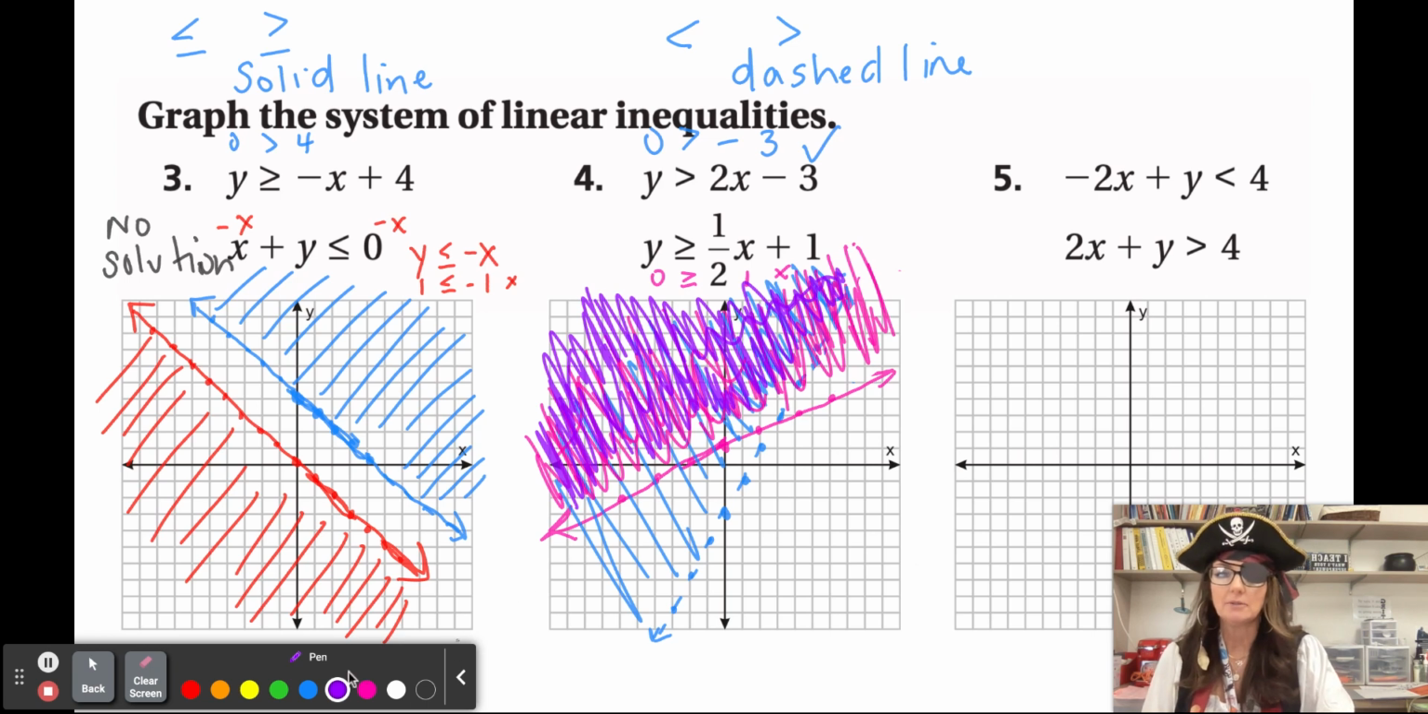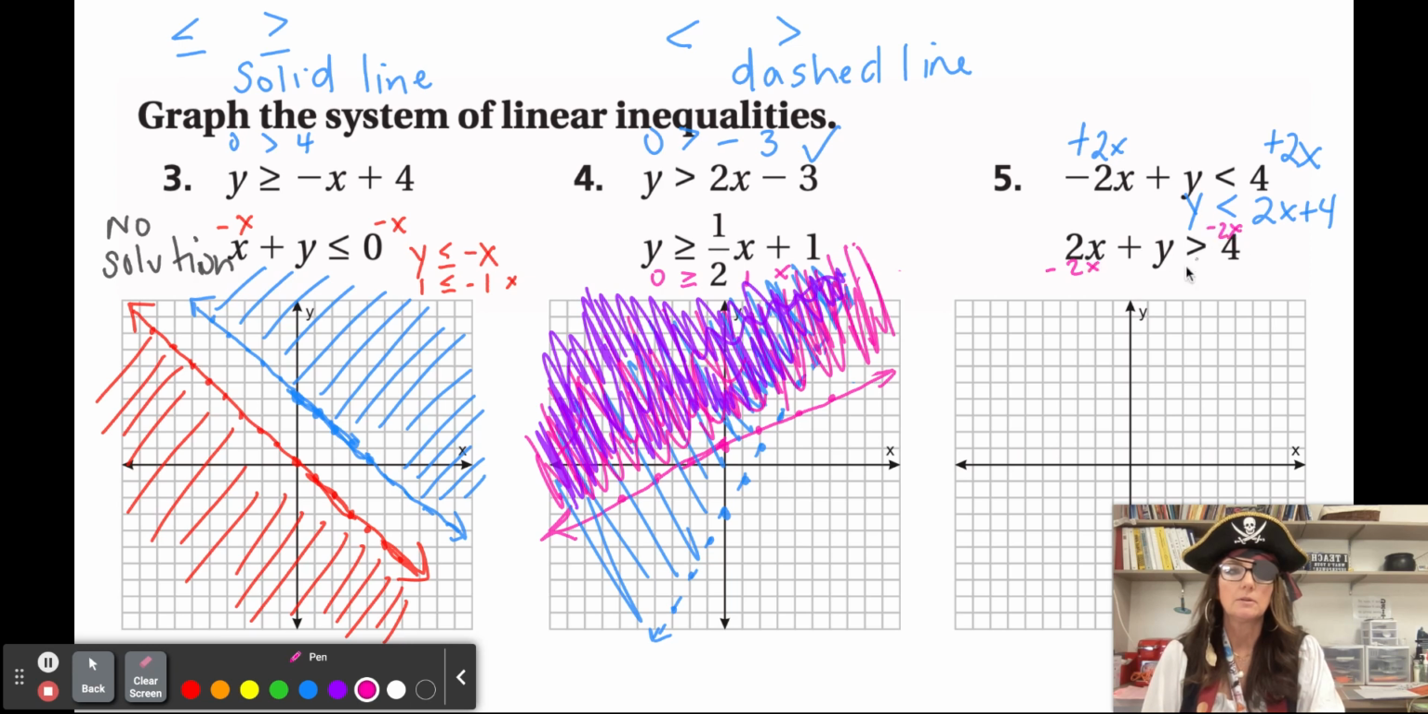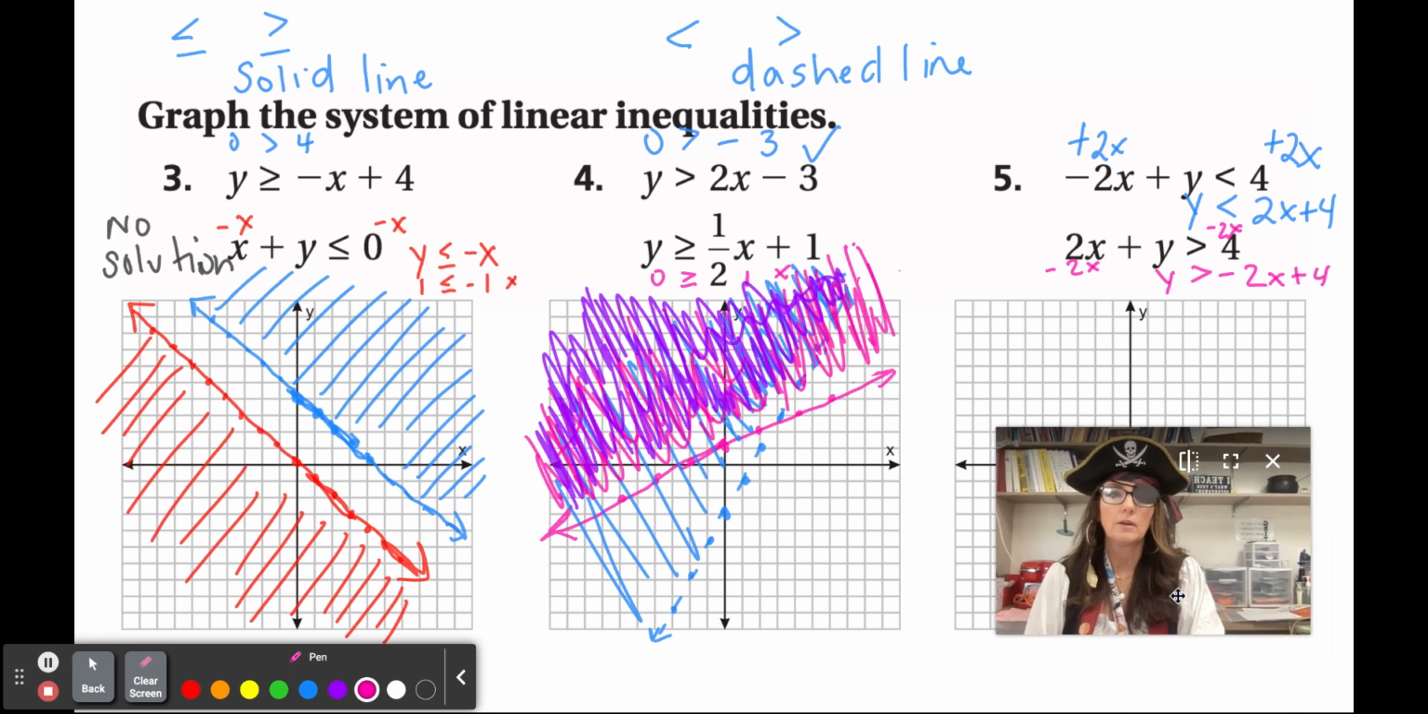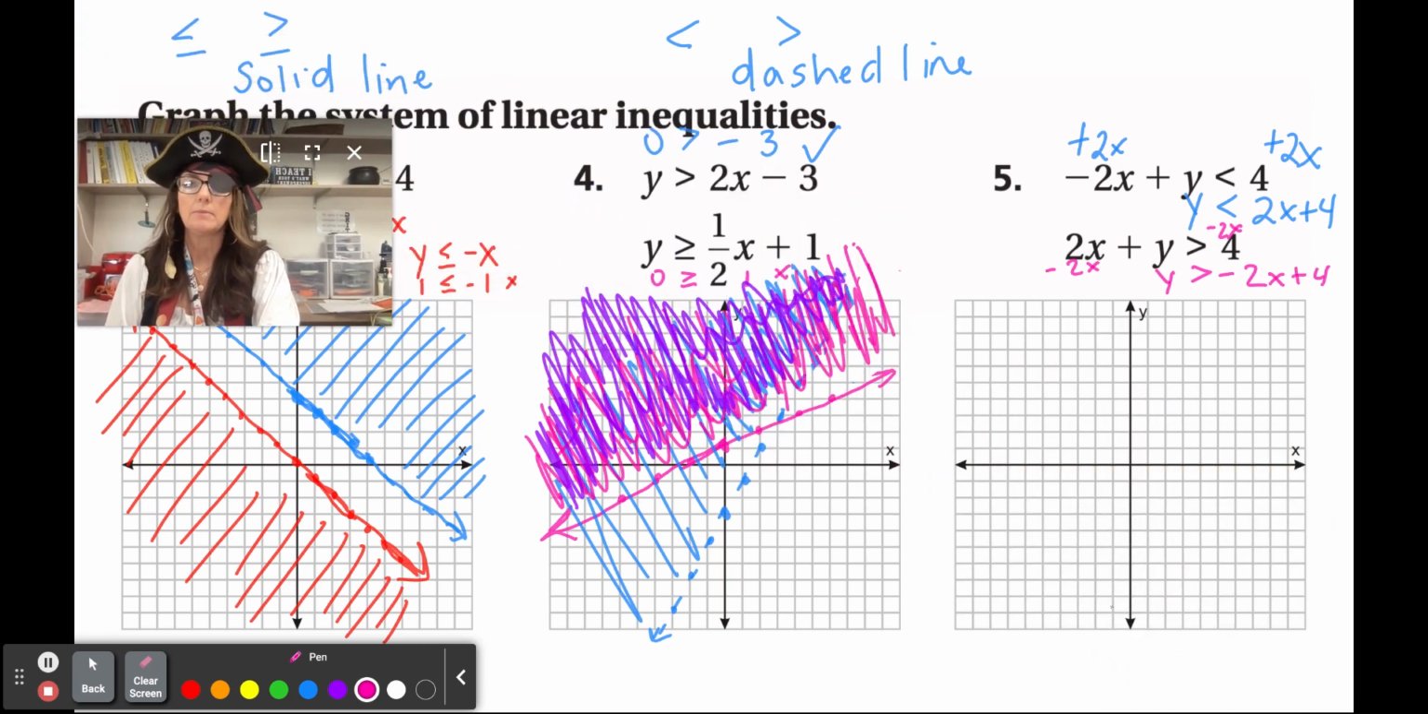All right, I'm going to go back and switch to blue. I'm going to go ahead and put this in the right order. So we're going to have y is less than 2x plus 4. I'll go ahead and do the pink here. We're going to subtract 2x. So y is greater than negative 2x plus 4. Okay. I'm going to move me maybe right there so you can still see that part. We're going to do dashed lines on both this time.